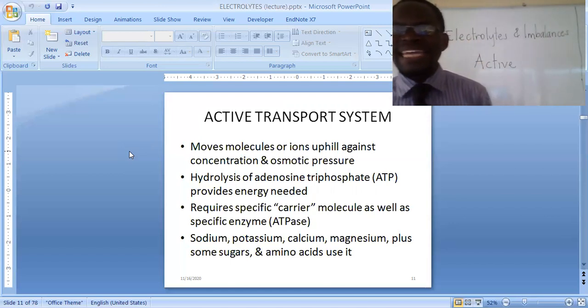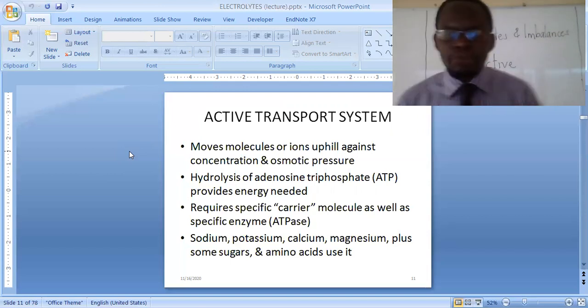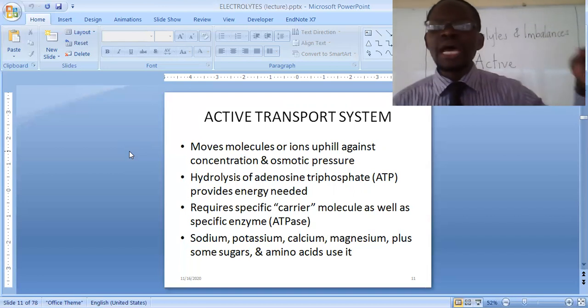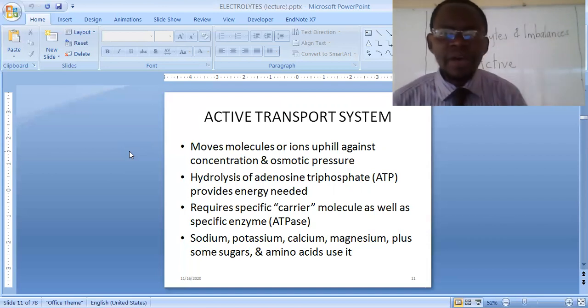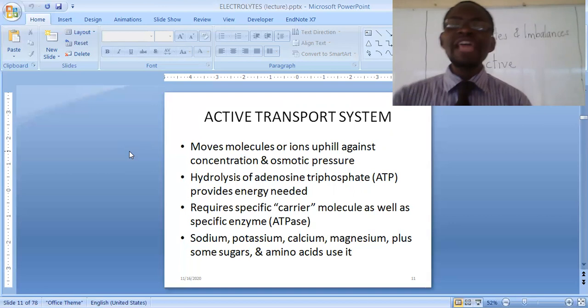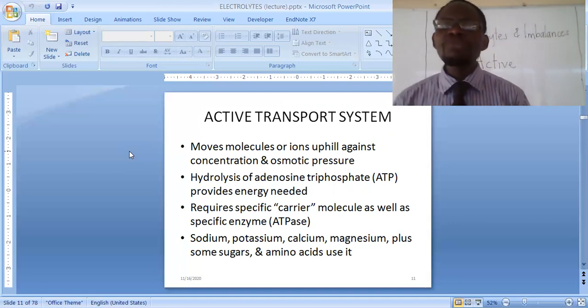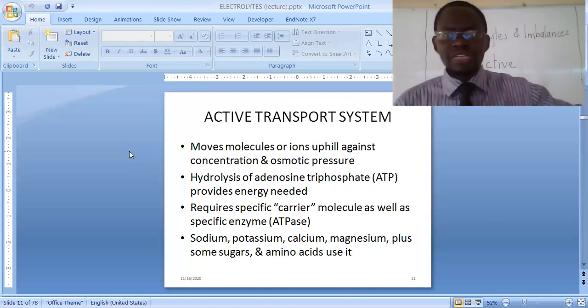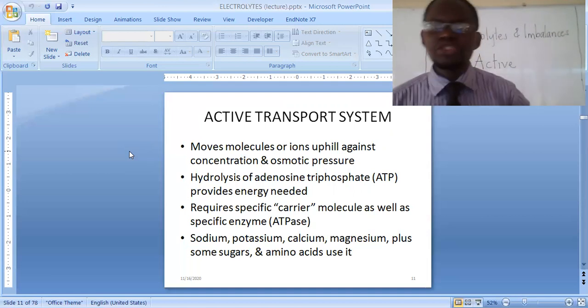So ideally, ions are supposed to move with the concentration gradient. In other words, they are supposed to move where it is low. However, with active transport, they can move the other way around. They can move from where they are less concentrated to where they are highly concentrated.